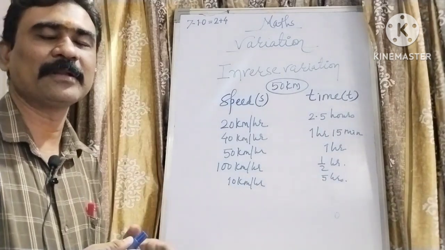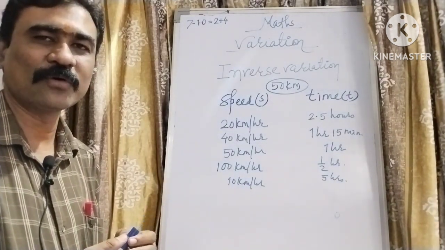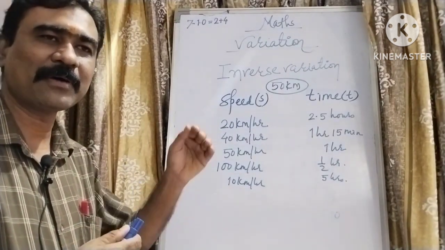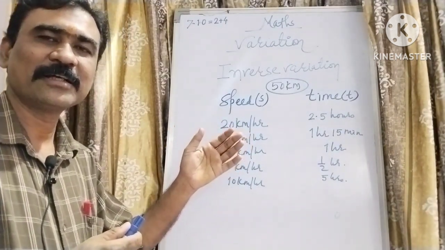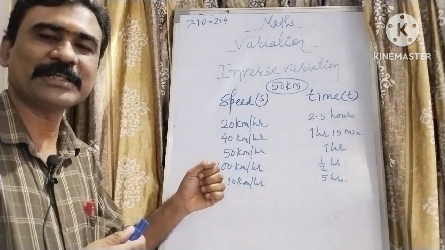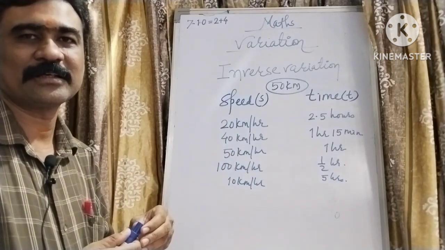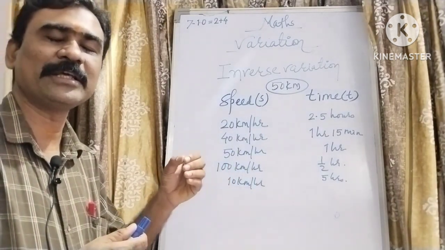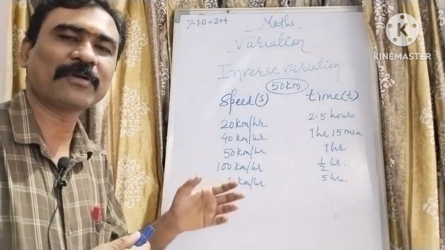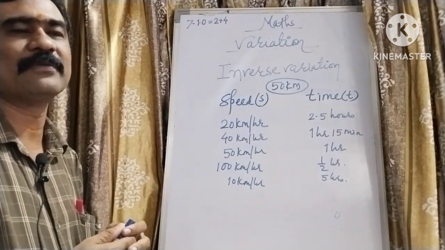Like that, one more example: number of students in each row and number of rows. In these two quantities, if the number of students in each row increases, the number of rows will decrease. If the number of students in each row decreases, the number of rows increases. So there are so many examples of inverse variation.